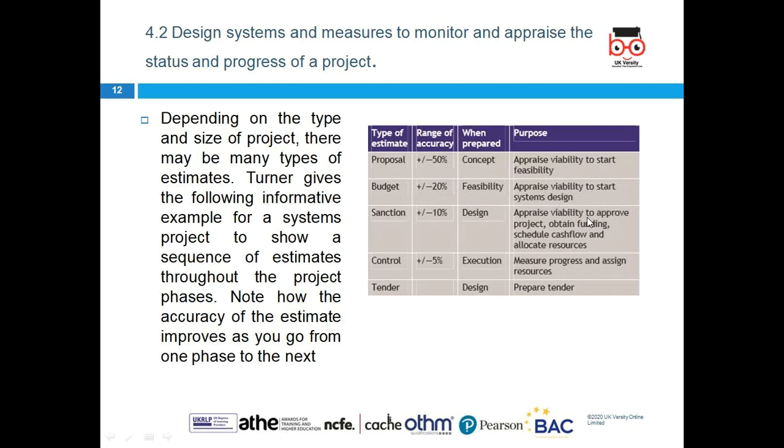Feasibility, appraise the viability of the start of the system. Sanctions, appraise the viability of the approval of the project. Who will give the funding, cash flow, allocate resources, control. We need to know how much fluctuation can be, 5 or more than 5, plus 5 or minus 5%, or 10%. Tender design, prepare the tender. Any question there? No.